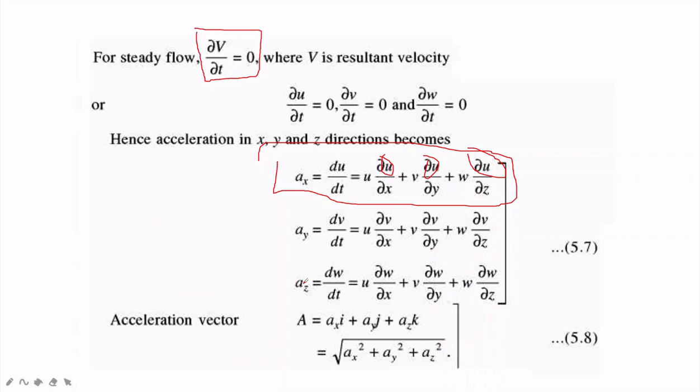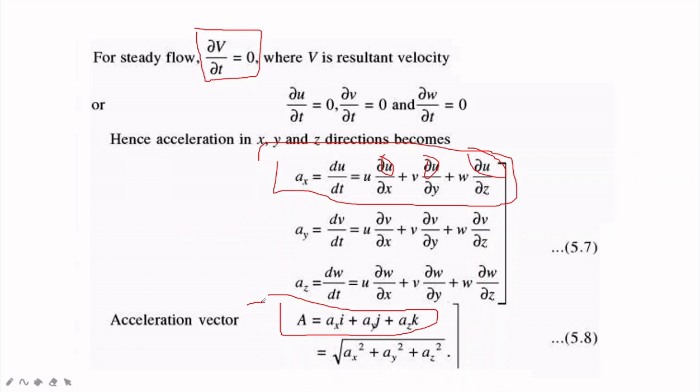Similarly for az, az is equal to the differentiation of velocity w with respect to time. The differentiation of w, the velocity in the z direction with respect to time, is u into dou w by dou x, v into dou w by dou y plus w into dou w by dou z. Fine. Now this acceleration vector, how can we write it? axi plus ayj plus azk.